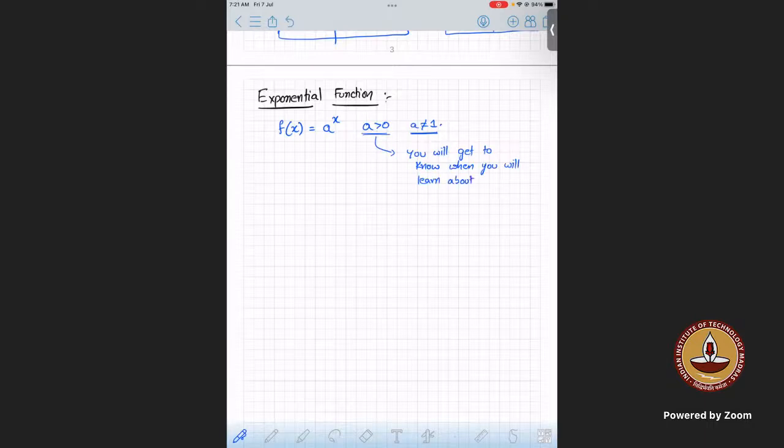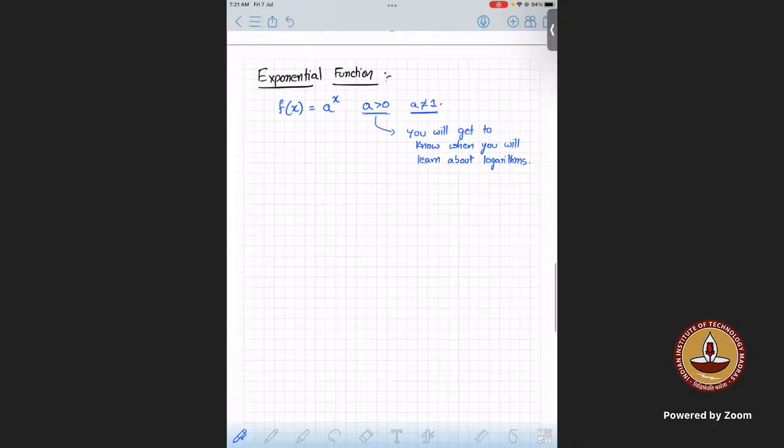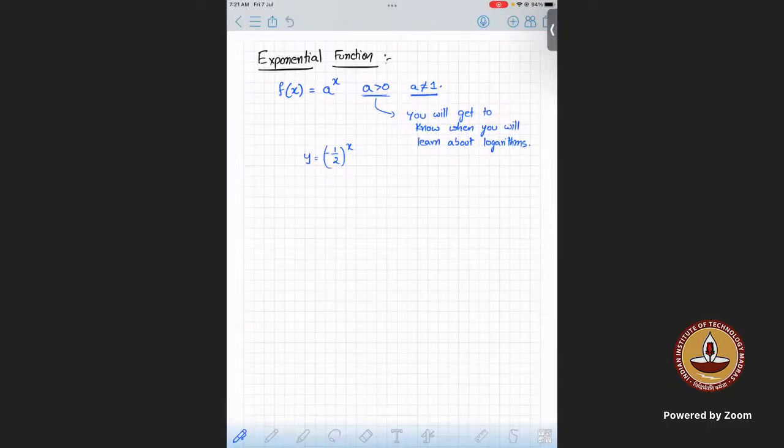In the next clip, I will try to brief it very simply. Suppose minus 1 by 2 whole power x is equal to f of x, which can be written as y. If you learn logarithms, you can write log y is equal to x log of minus 1 by 2. What happens is that the log of a negative value is not defined.